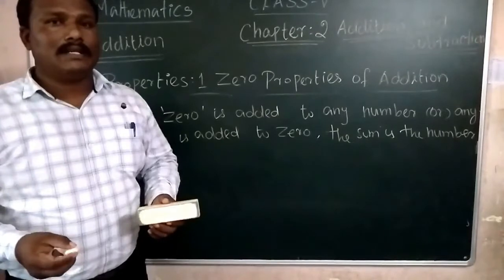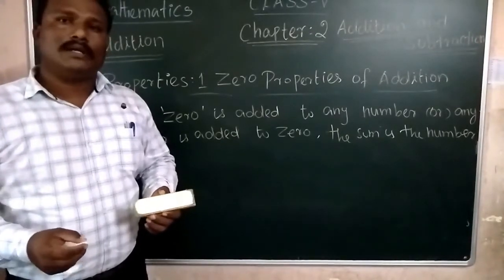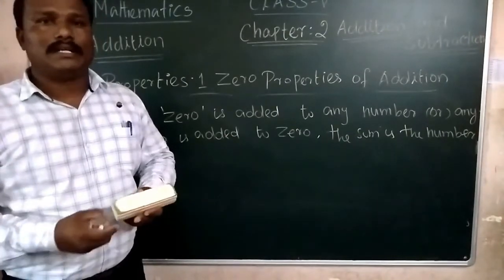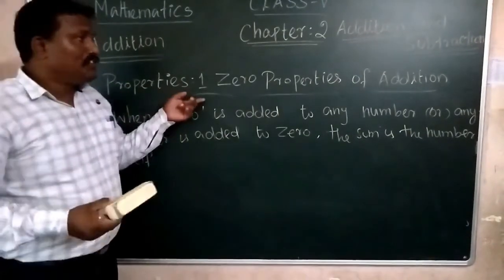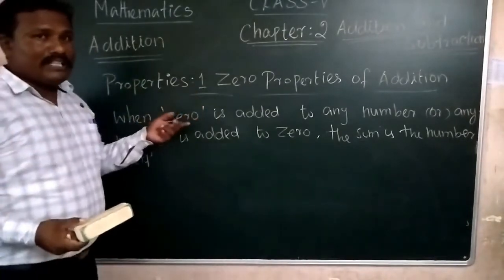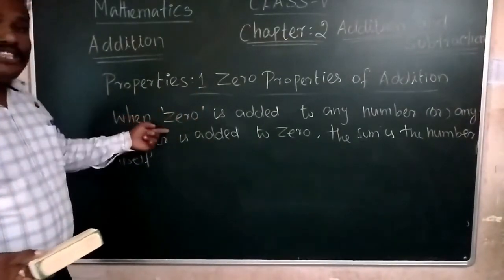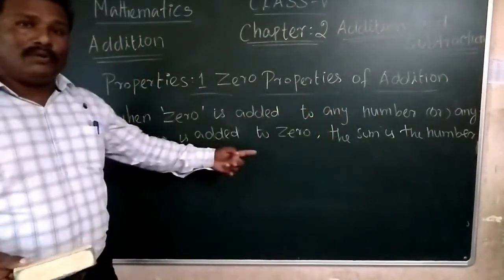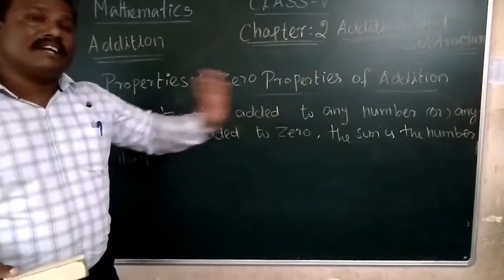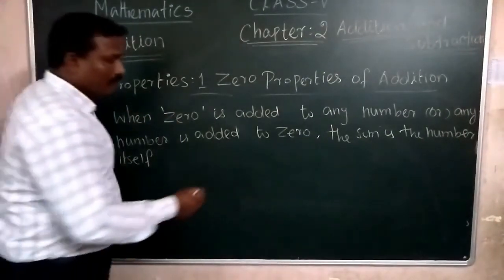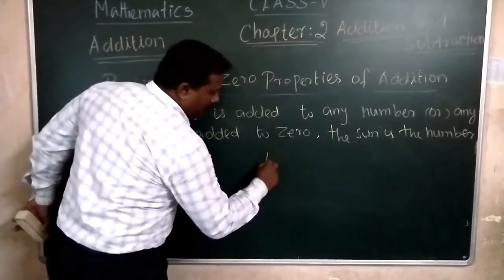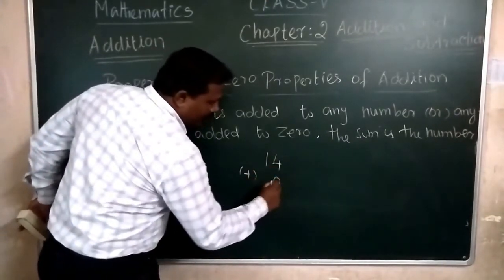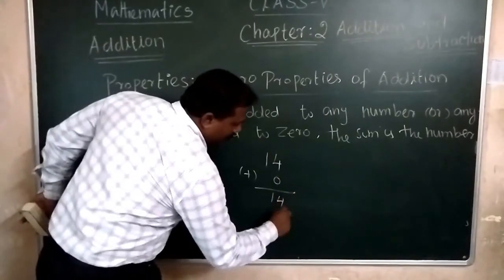Okay students, I told you there are two properties when we add numbers. The first property is the zero property of addition. What does the property say? When 0 is added to any number, or any number is added to 0, the sum is the number itself. Example, if you add the number 14 to 0, you will get 14 only.